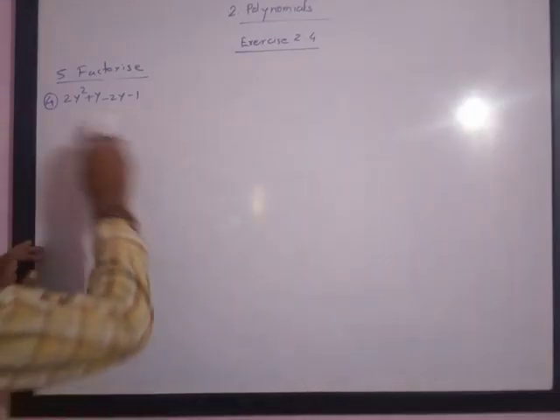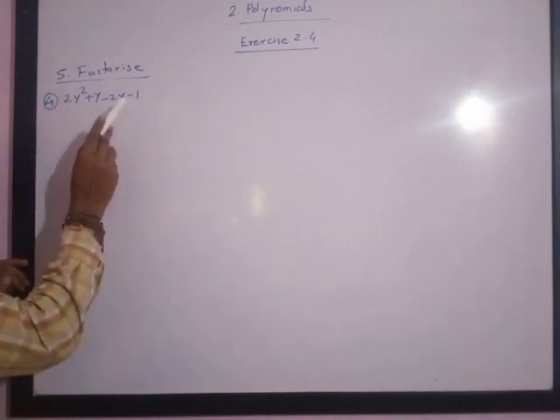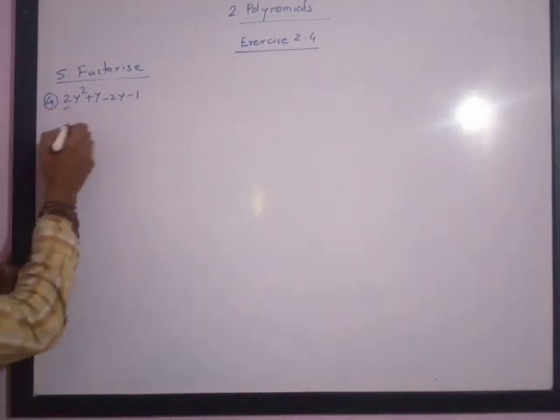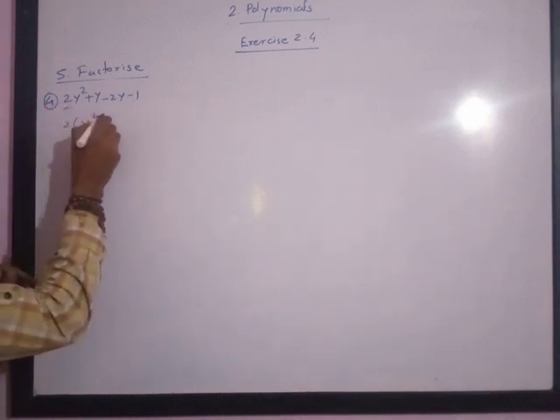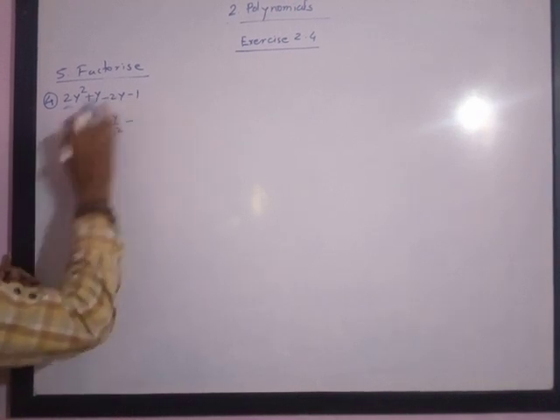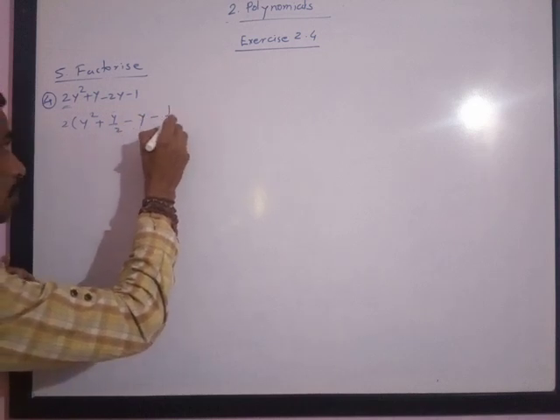Next and the last question from the exercise, fourth question, 2y square plus y minus 2y minus 1, this we have to factorize. So, please note here 2 is the multiplier. If you take 2 common, you will get y square plus y upon 2 minus 2y upon 2, which means minus y, minus 1 upon 2.